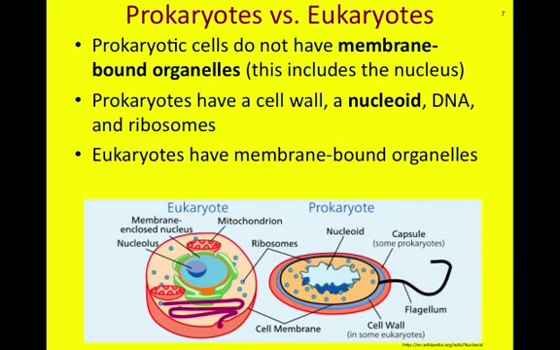Prokaryotes will have a cell wall. They will have a nucleoid, which is just a region that contains the DNA. And prokaryotes will have ribosomes because they need to make proteins. Eukaryotes, on the other hand, will have multiple membrane-bound organelles. And in fact, plant cells, which are eukaryotes, will also have all the membrane-bound organelles and cell walls.